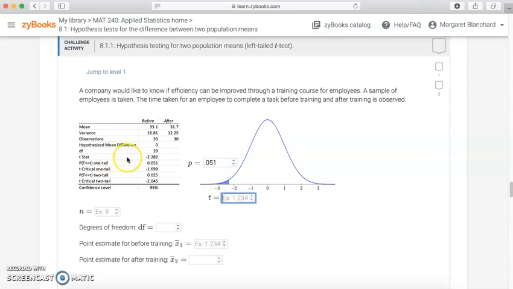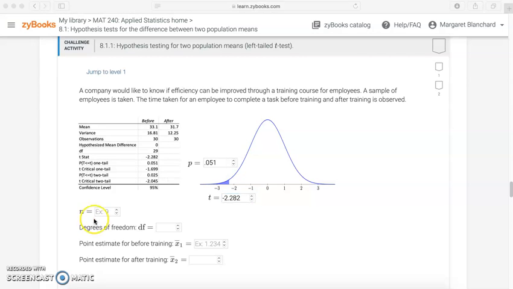Our test statistic is right here. This t-stat is negative 2.282. And now we need to find our n. We go up here to our number of observations. That's going to be 30. Oops, 30. Helps if I have it in the right box. All right. Our degrees of freedom, we see right here, DF, that is 29.